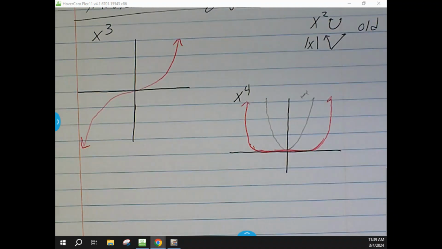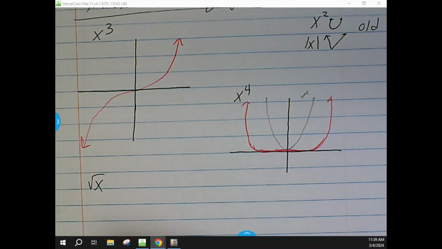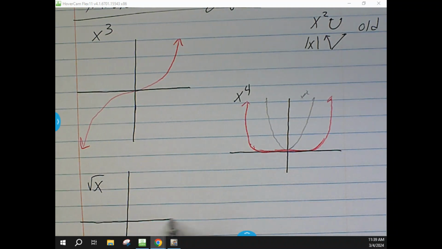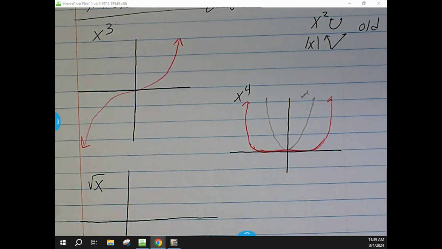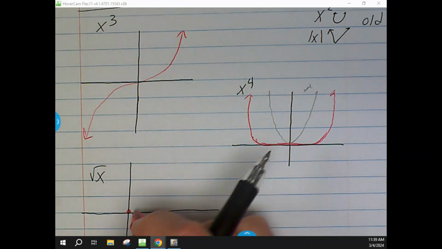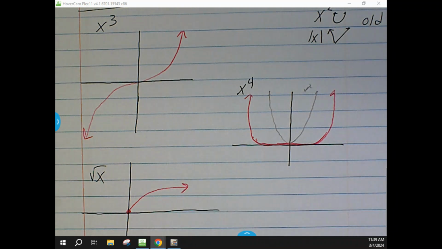Okay, and one more that may sneak in there just a little bit is the square root of x. And square root of x is one. It's going to start at 0, and it's going to curve and go up, and then it flattens out, so it looks something like that. So it's only half a graph, if you can kind of think about it that way. Everything else goes all the way left and right on those.